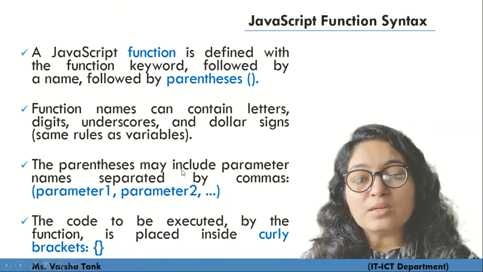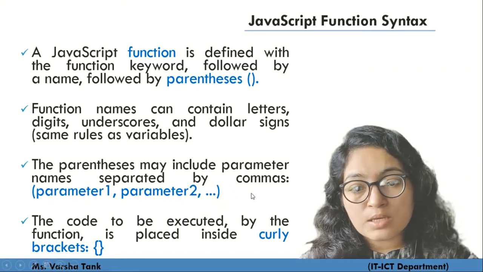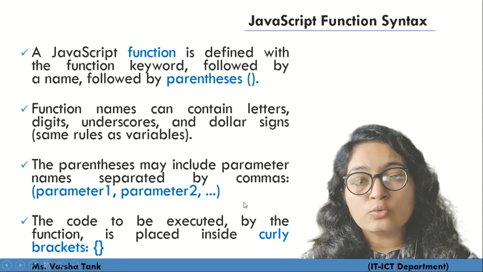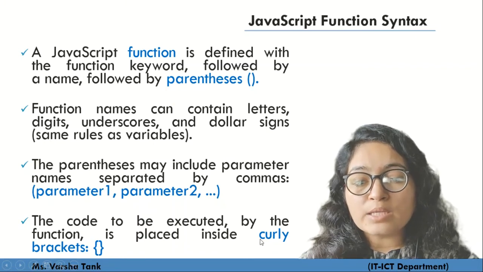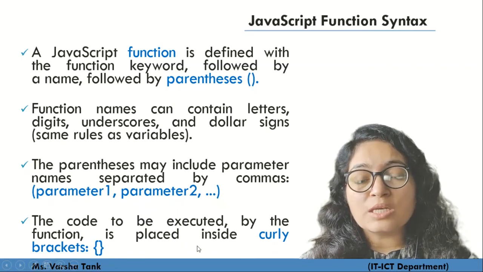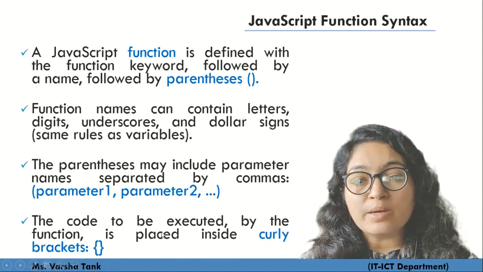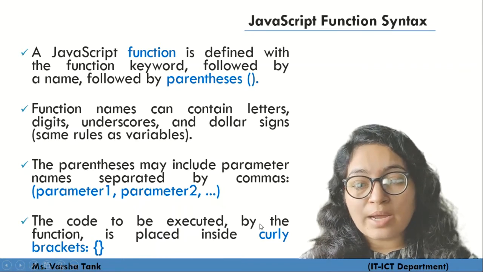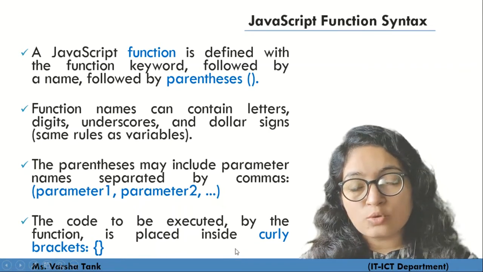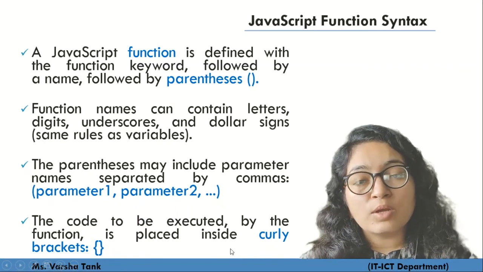The parentheses may include parameter names separated by commas, like parameter 1, 2, 3. It depends on the requirement how many parameters you want. The code to be executed by the function is placed inside the curly brackets. Whatever statements are to be executed, you have to write in curly brackets. That will be the function body that is executed whenever we call the function.